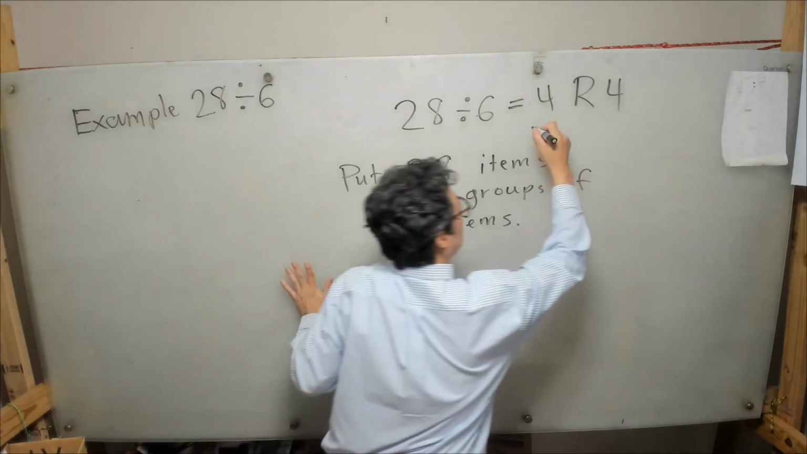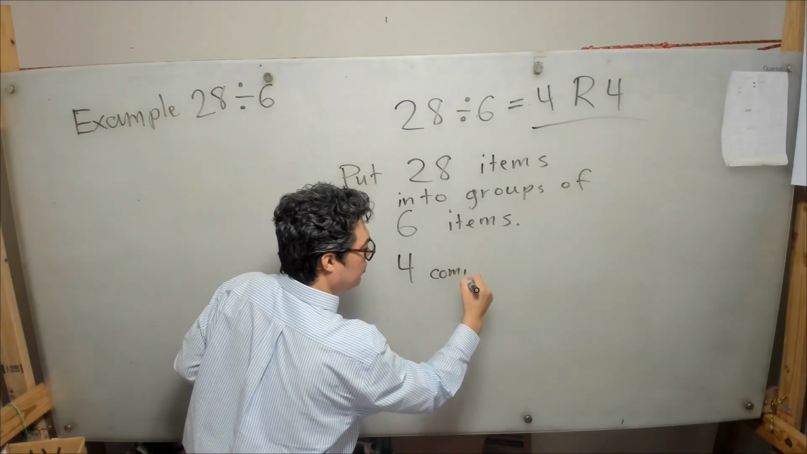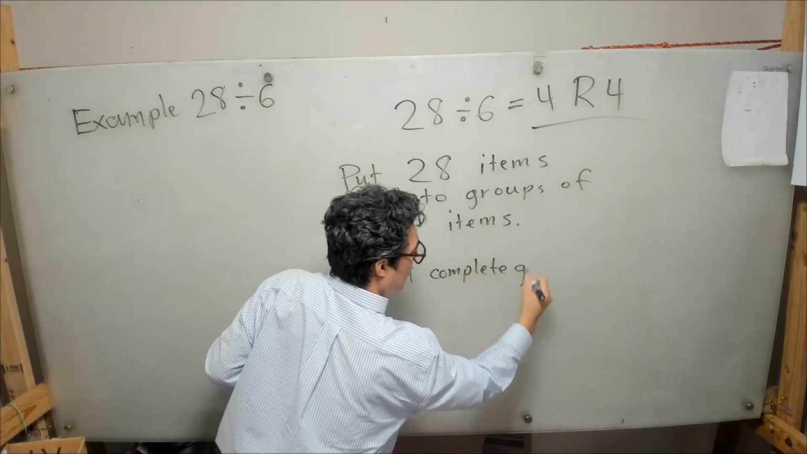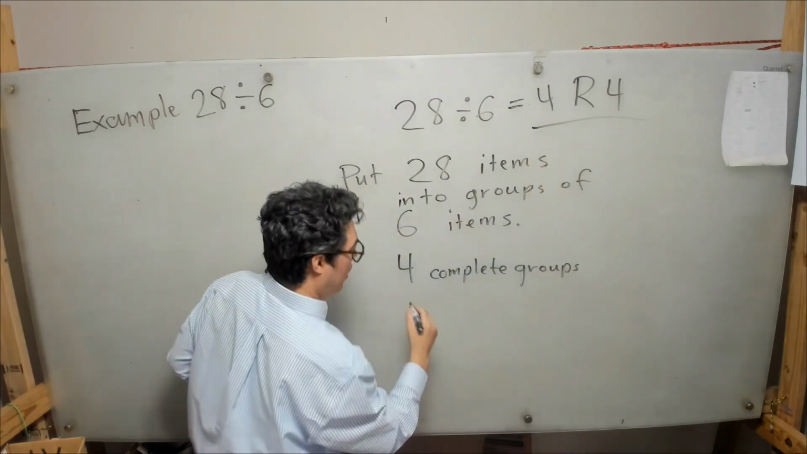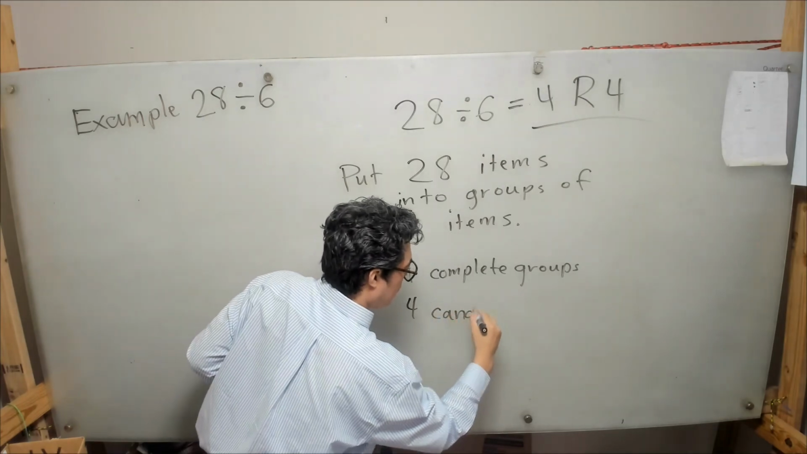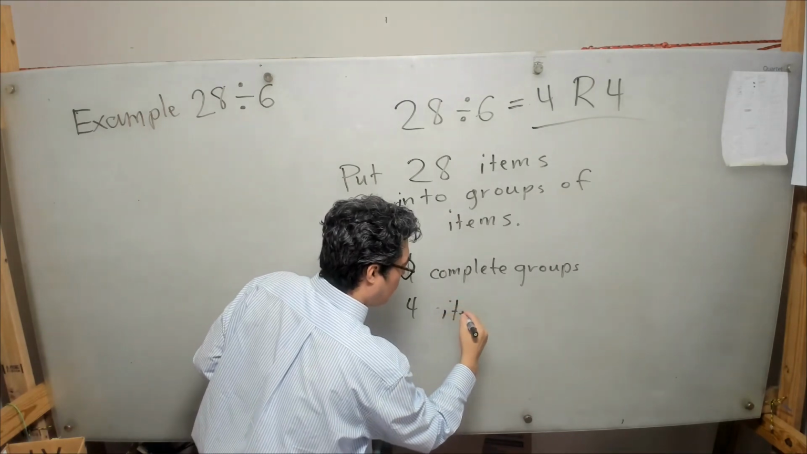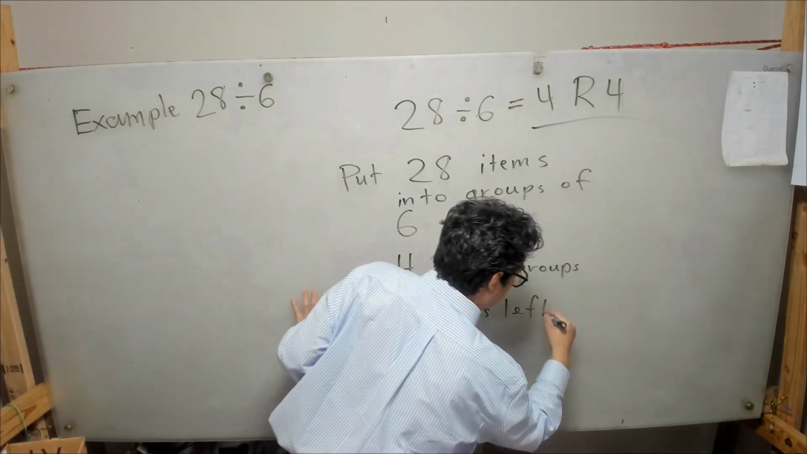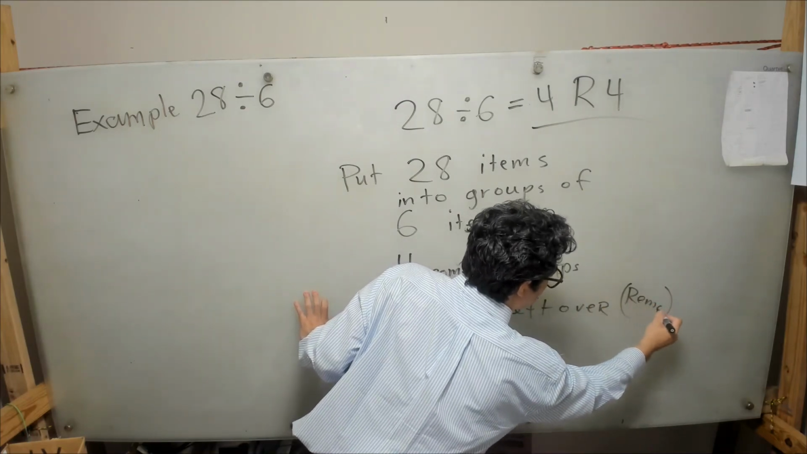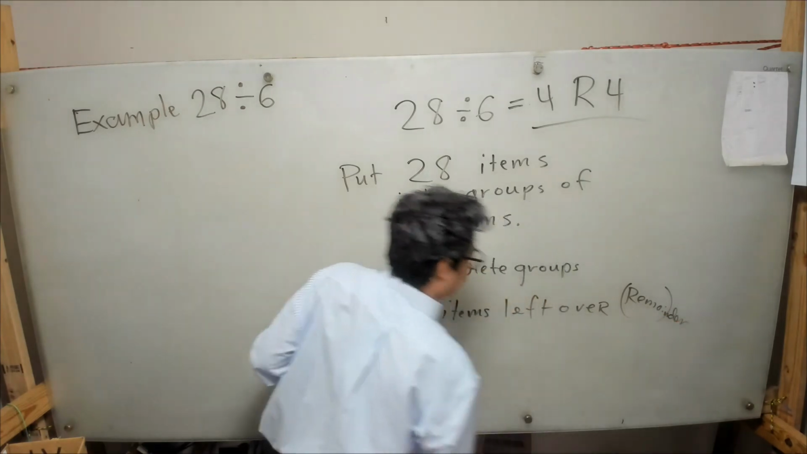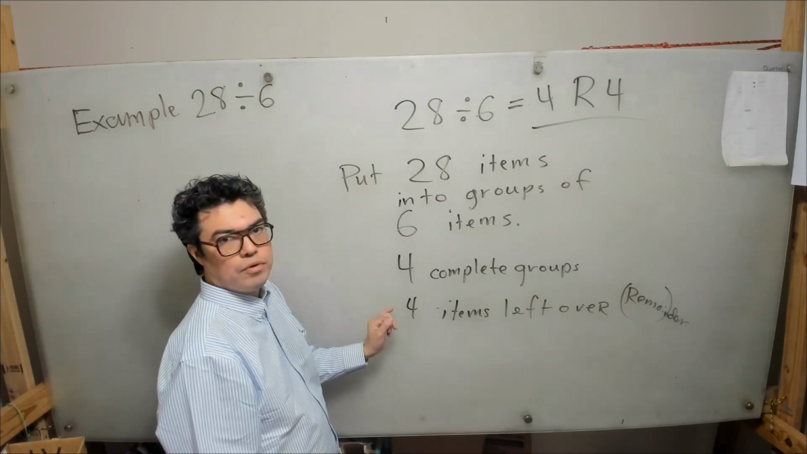And so what our result here tells us, for example, is that we will have 4 complete groups, okay? Right? That comes from this first number. And then we have 4 candies left over. Well, let's say it's candies, or let's use the more general term, the items. 4 items left over, okay? And this comes from the remainder, okay? Right? We have 4 complete groups of 6, and we have 4 items left over, okay?